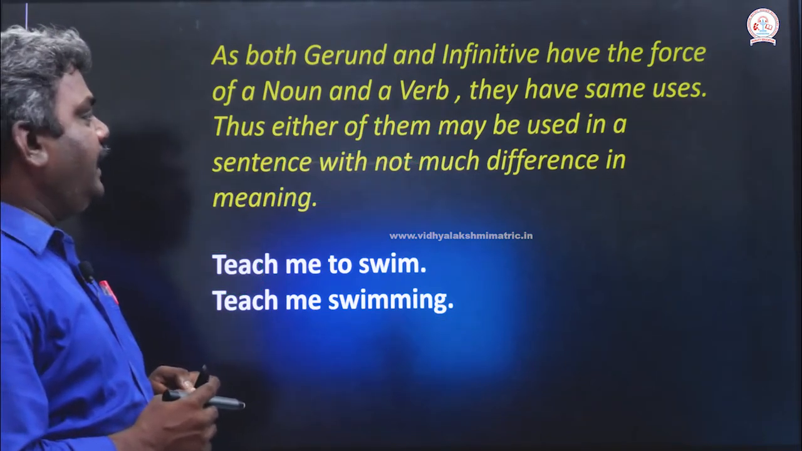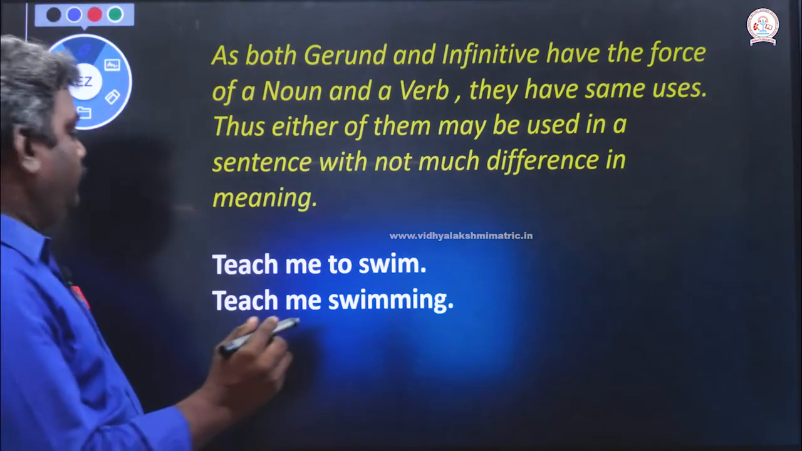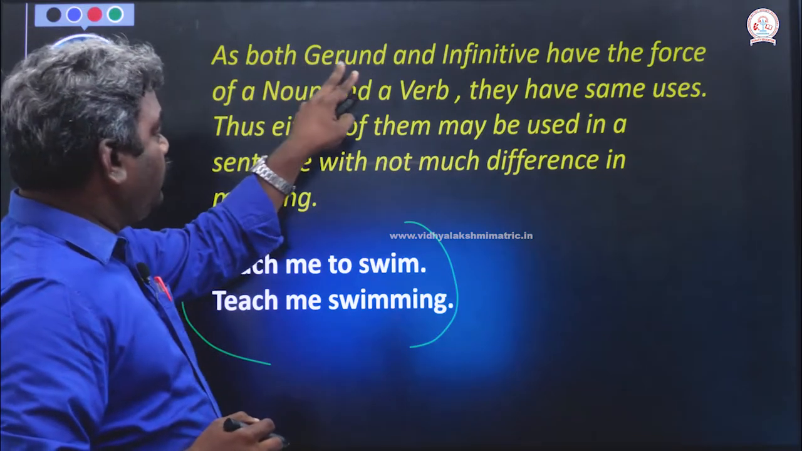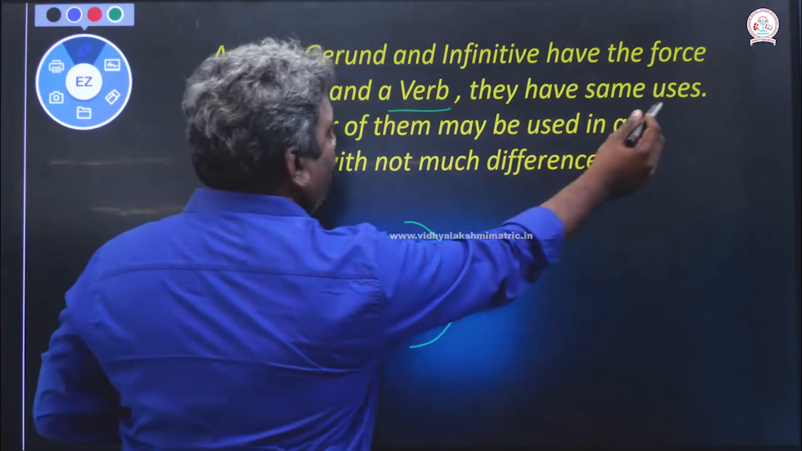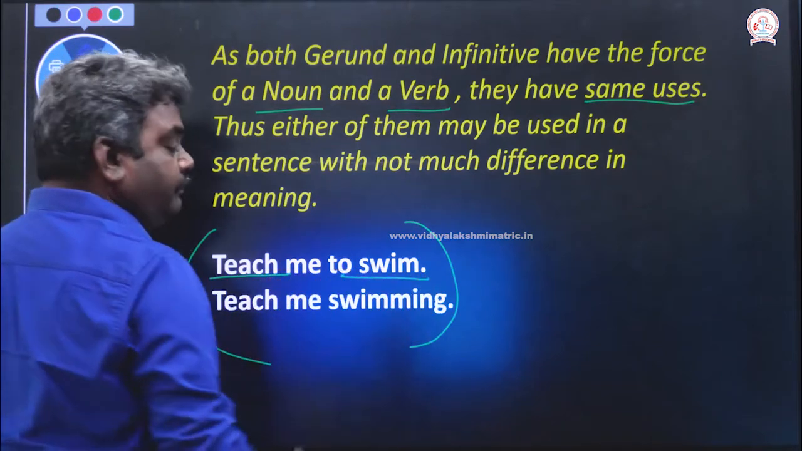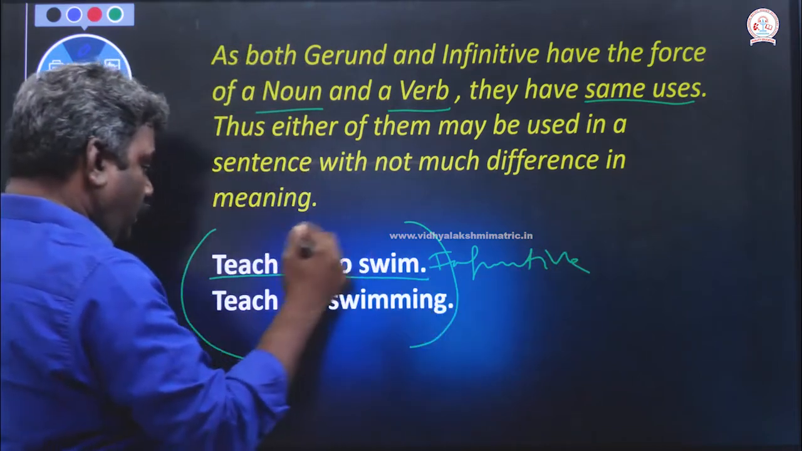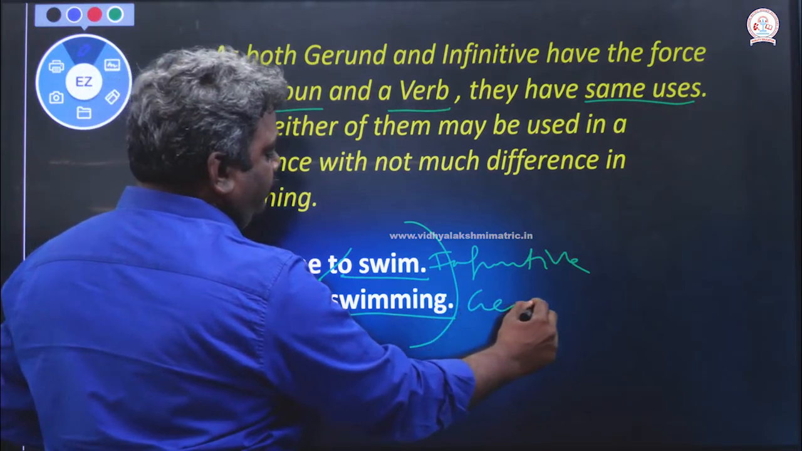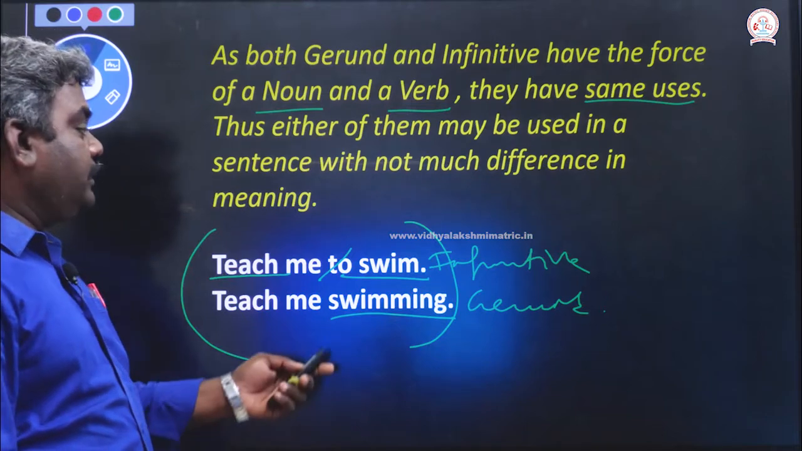Both gerund and infinitive have the force of a noun and verb, with the same uses. Look at this, teach me to swim. This is infinitive. If you just remove the word to and write the ing form, this is gerund. That's all. Now you have got a clear idea.